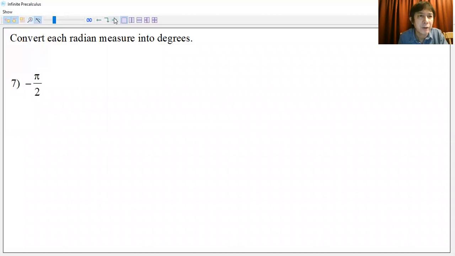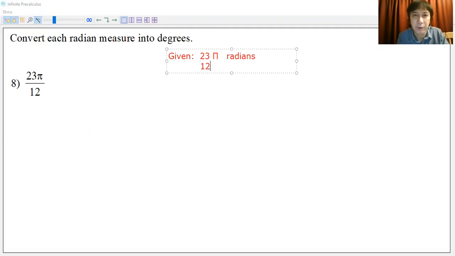Let's do number 8. Here's number 8. Convert each radian measure into degrees. We have 23 pi over 12. We start with the given data. We have 23 pi, this is radians, over 12.